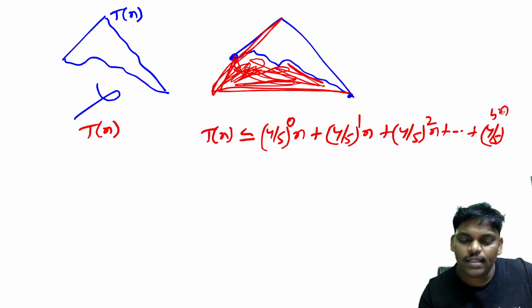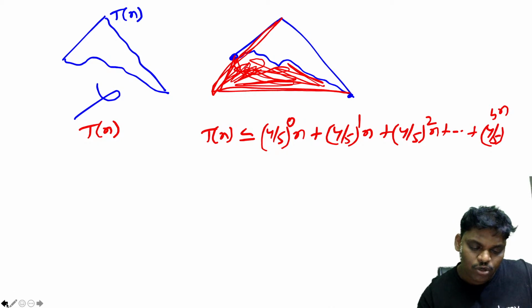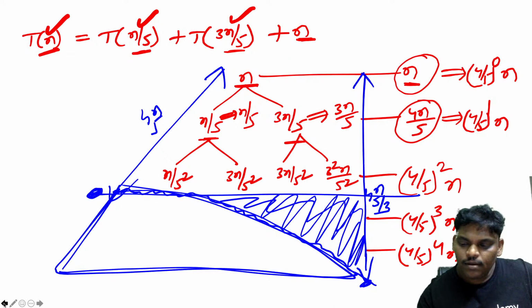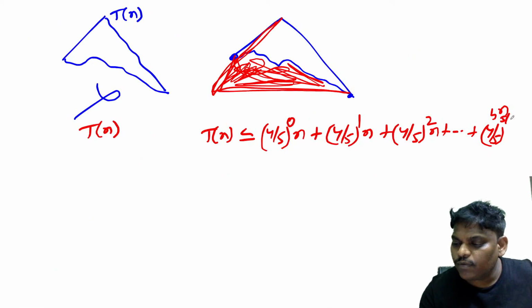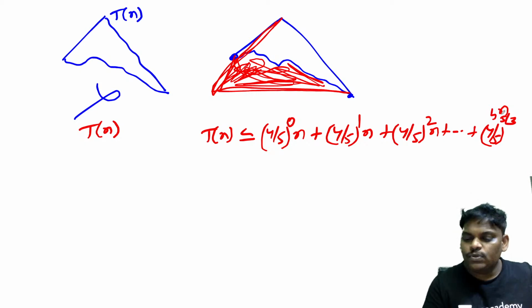How many levels are there? Right side, verify. Log n base 5/2. Careful. So this is the one, less than or equal to n times the sum.